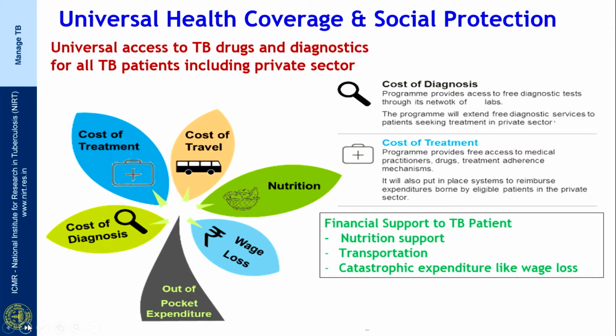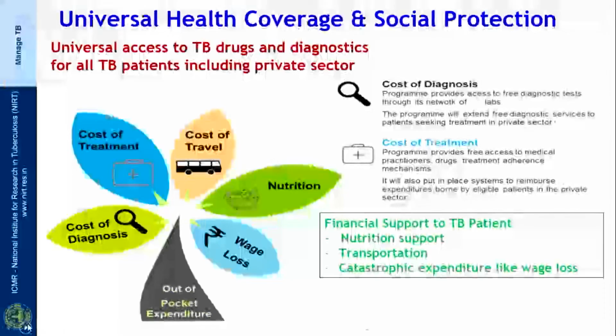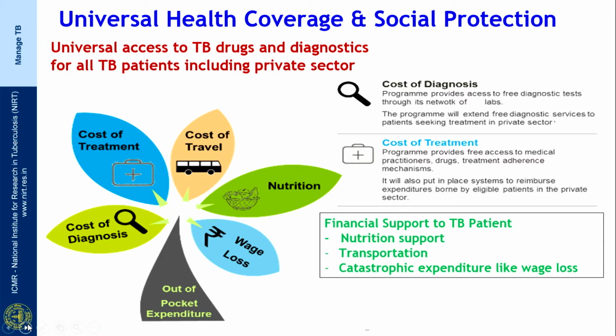And it has been observed that for around 60 to 70% of people, the first contact for primary care will be the private sector. So the private sector plays a crucial role in initial diagnosis and treatment, and these are the different interventions by which the program is providing support so that out of pocket expenditure can be reduced.